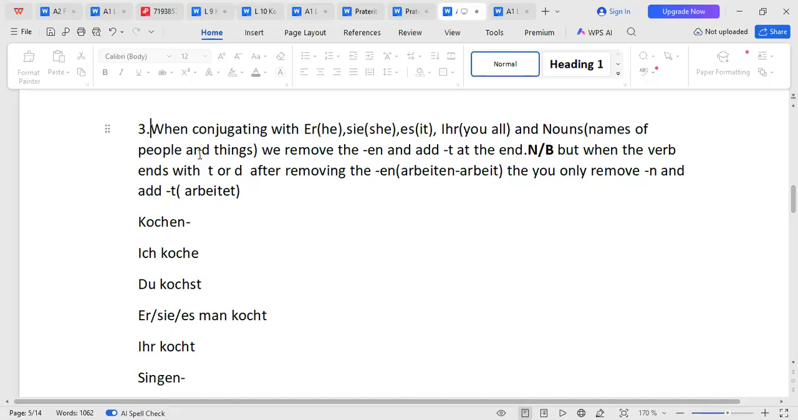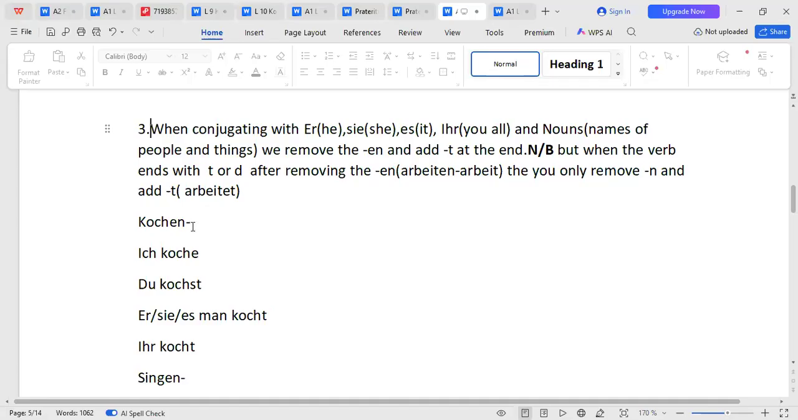But the third rule is simple. When conjugating with er, sie, es, ihr, which is you all, and the names, we remove the en ending and add a t. Let us see, for example, kochen. Remove the en, you have koch. Say ich koche, du kochst, er, sie, es, man kocht.